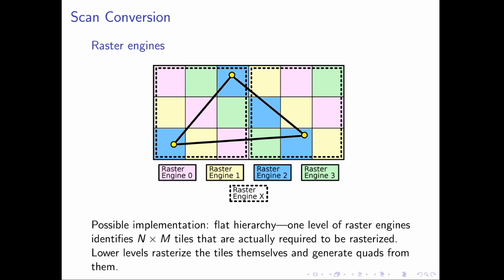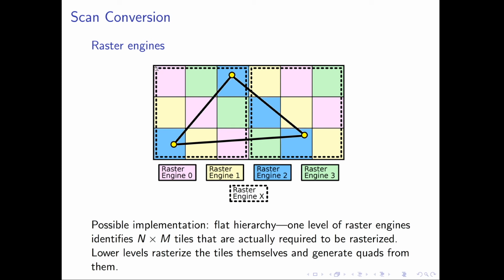And we already saw how load balancing would be implemented with raster engines. A possible way of optimizing things a little bit, and GPUs actually employ this optimization, is to have shallow hierarchies of raster engines. For instance, we would have a raster engine that is responsible for only culling tiles.